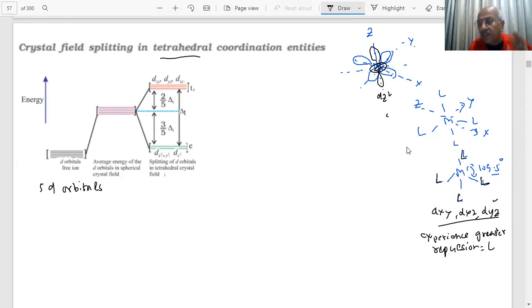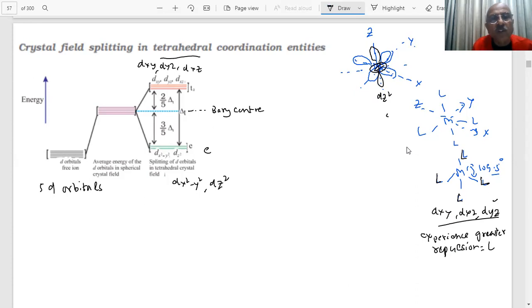At this time, the E, which has two orbitals, dx square minus y square and dz square, will come lower in energy since they experience less repulsion. These three orbitals, dxy, dyz, and dxz, will experience more repulsion, so their energy will rise. This is my zero, called the barycenter, as we have shown in the earlier case also.